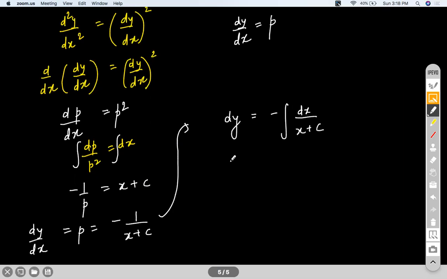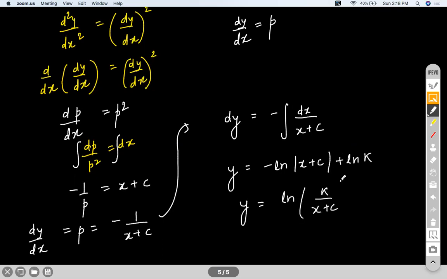Okay, so the derivative of this will be y, the derivative of this will be ln of mod x plus c plus another constant. Let me call that constant as ln k. Okay, so you can write this as y is equal to ln of k by x plus c. Okay, you can get rid of your ln by writing it as e to the power y is equal to k by x plus c. Okay, or you can make y the subject of the formula, doesn't matter, you can leave it at this stage.